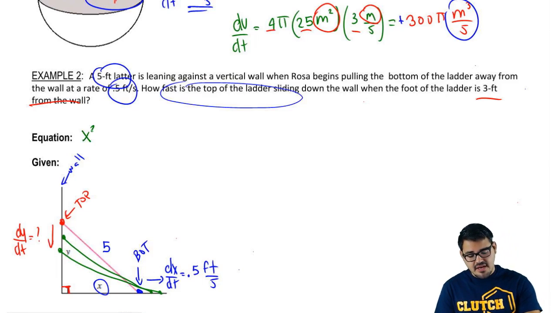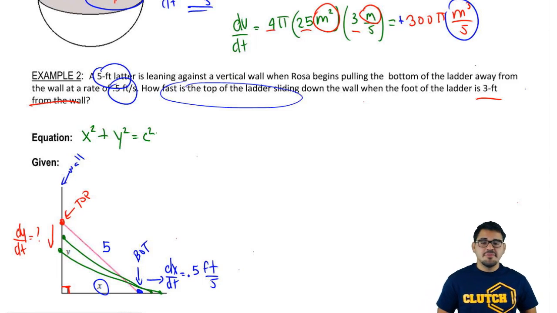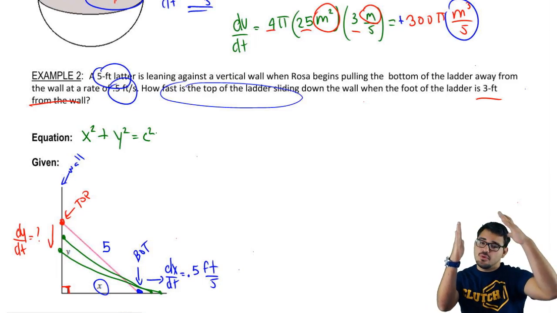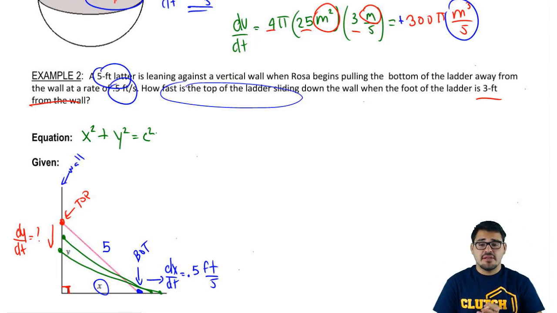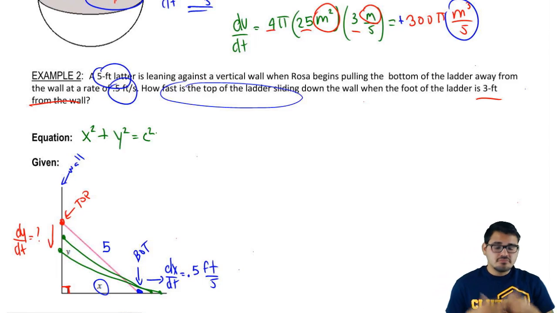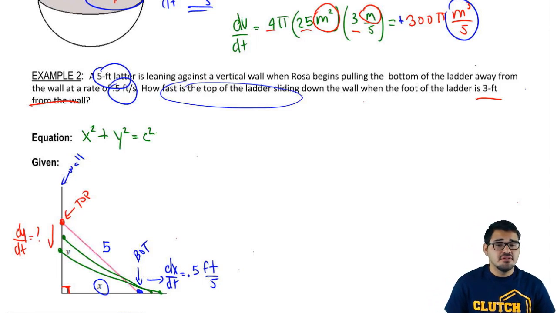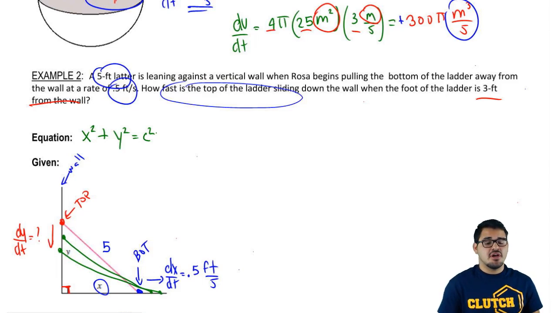And the Pythagorean Theorem is going to be x squared plus y squared equals c squared. Because here we have a right triangle, and that is what we're dealing with when we talk about the ladder, the wall, and the floor. All those three things talk about a right triangle. And right after we identify our equation, we're going to go ahead and derive it. But before we derive it, we need to see what is changing and what is constant.